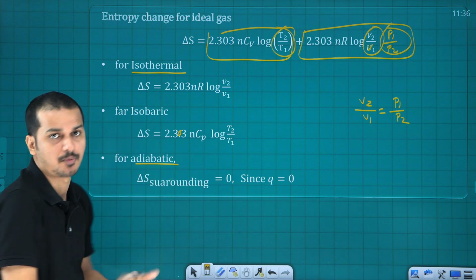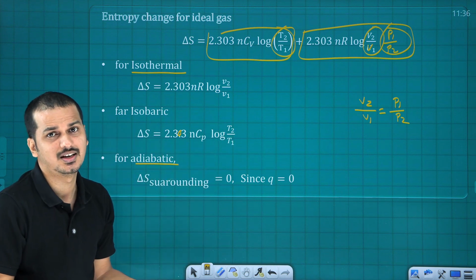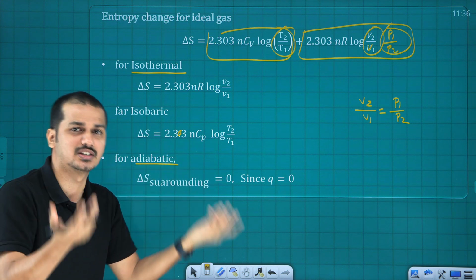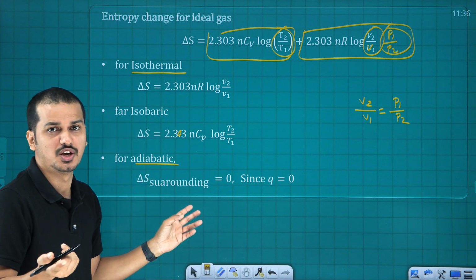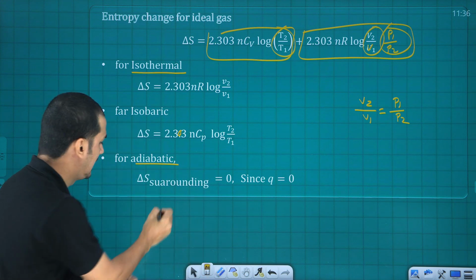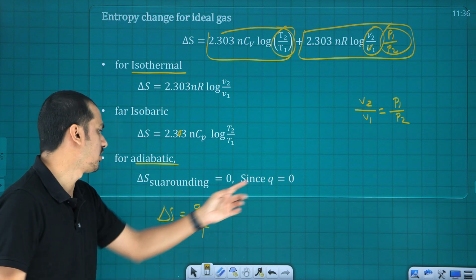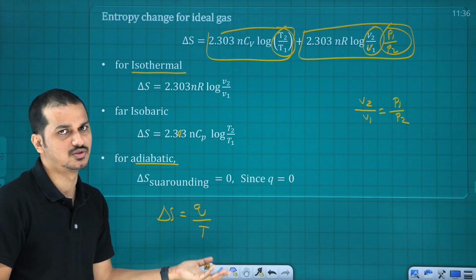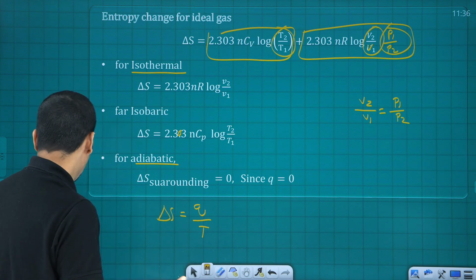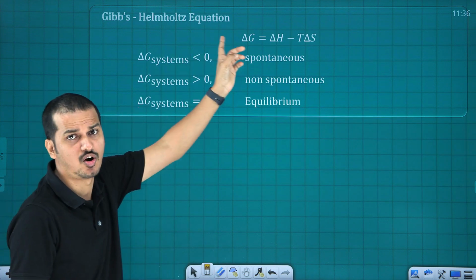And for an adiabatic process, what? There is no heat energy absorbed, no heat energy released. So at that time Q equals what? 0. So automatically delta S, we know, is Q divided by T. That Q is 0, so automatically delta S surrounding is equal to 0. Clear? Idea okay? Yes.